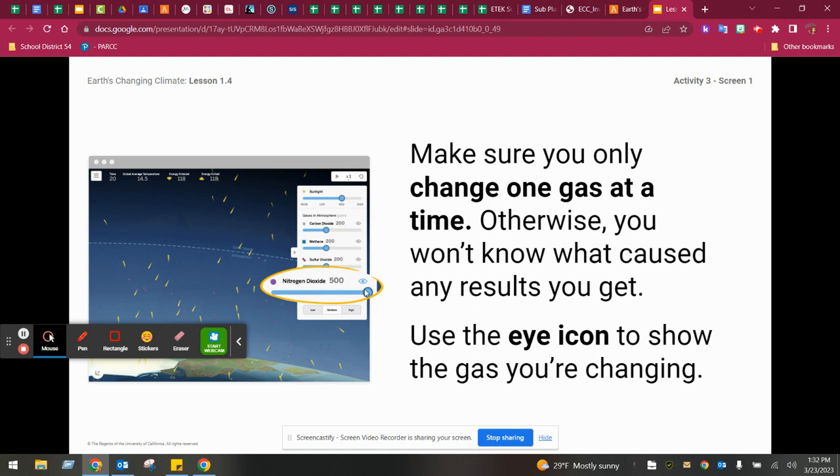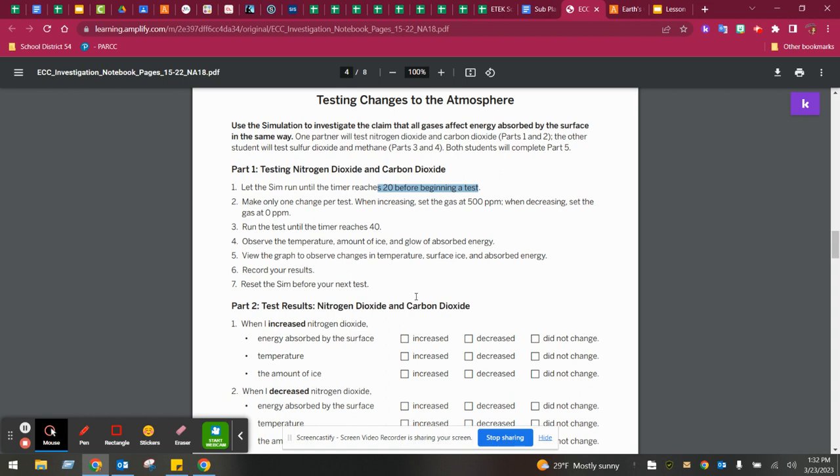When you click on the icon button, it actually shows you which one you're changing in the atmosphere. So the nitrogen dioxide is these purple circles. And in my picture here, you can see that there are purple circles. This will focus on the concept that only one gas is tested at a time. If you're seeing multiple shapes appear, then you know that you're testing too many at once.